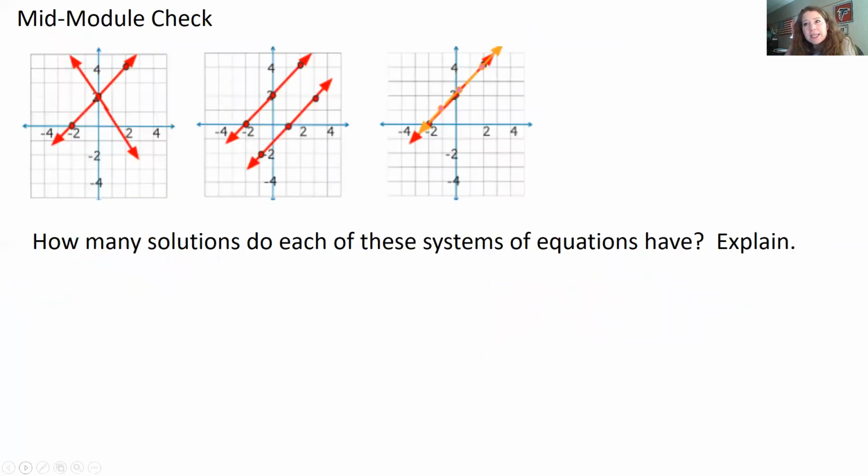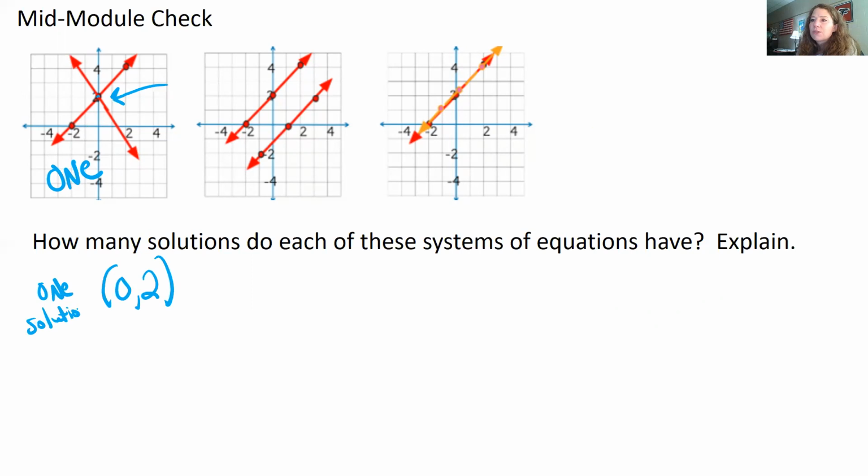All right, let's look at these three. The question is, how many solutions do each of these systems of equations have? The first one, since they intersect, they have one solution. When you have only one solution, you have to identify the solution, and the solution is that ordered pair right there. So how do I write this ordered pair? If I start at the origin, don't go right or left. That means my first number is 0, and then I go up 2. So the first answer is one solution, and that solution is 0, 2.